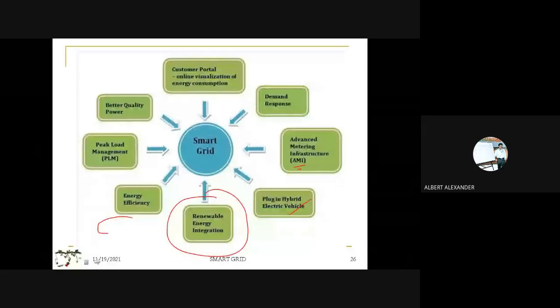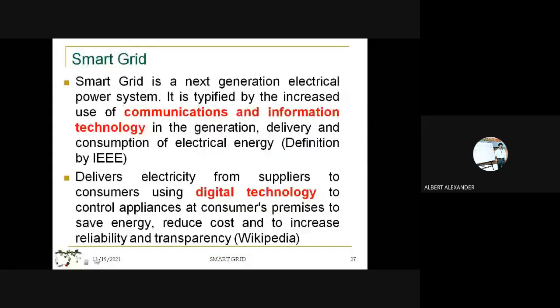There are so many definitions of a smart grid available. But all the definitions have only one literal meaning. What does it mean? This is to be understood: it works basically on ICT tools.